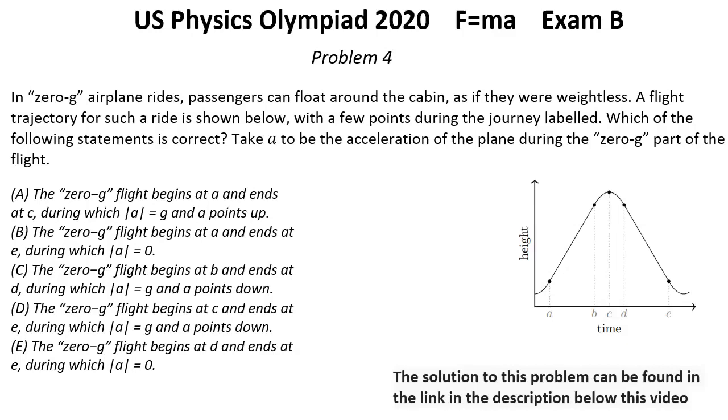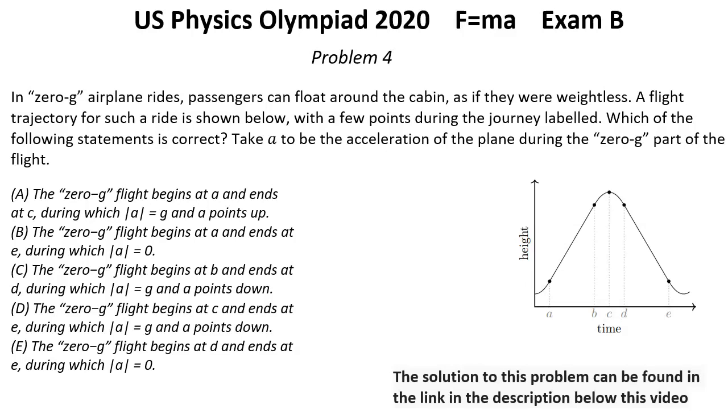Problem number 4. In 0G airplane rides, passengers can float around the cabin as if they were weightless. A flight trajectory for such a ride is shown below, with a few points during the journey labeled. Which of the following statements is correct? Take A to be the acceleration of the plane during the 0G part of the flight.